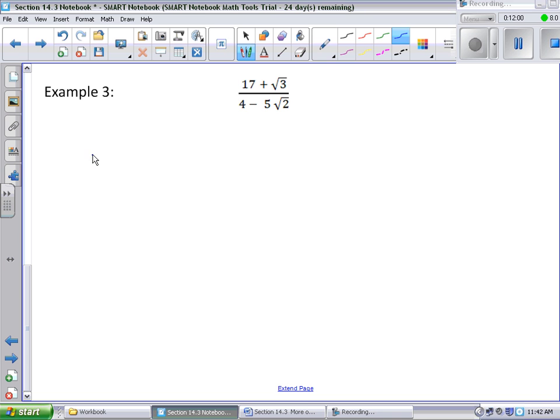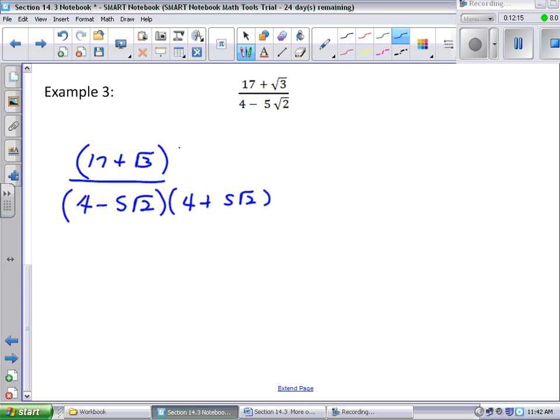Our last problem, 17 plus the square root of 3 over 4 minus 5 square roots of 2. I will need to multiply by the conjugate of 4 minus 5 square roots of 2. It will be 4 plus 5 square roots of 2. 4 plus 5 square roots of 2, and I'll have to be very careful on this because there's a lot to do on it. So I will start off 17 times 4 is 68.